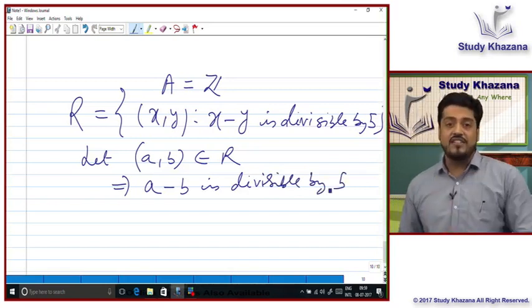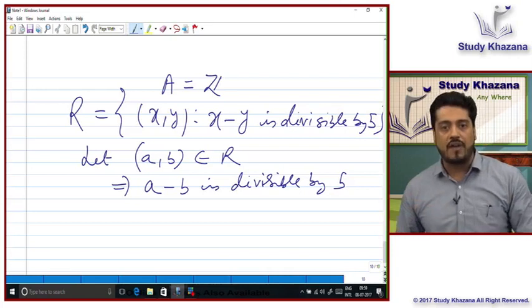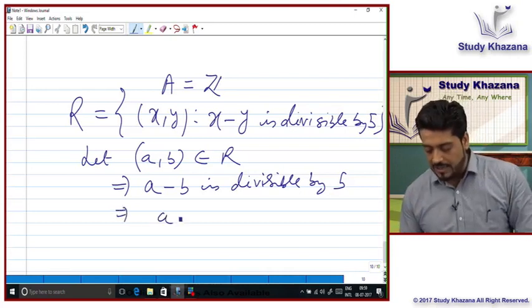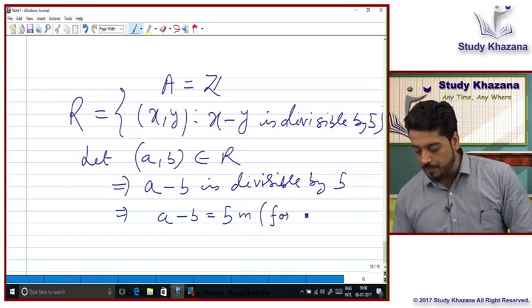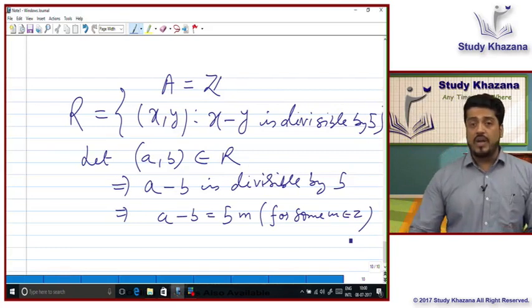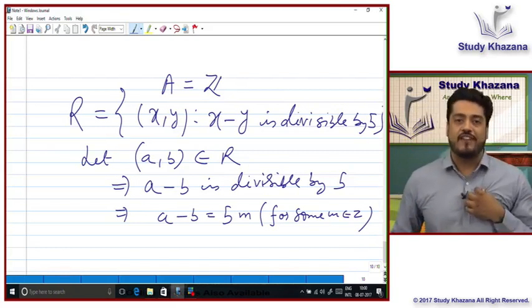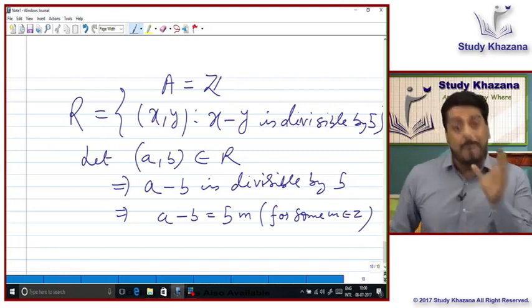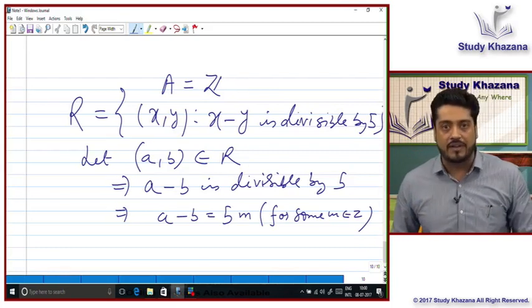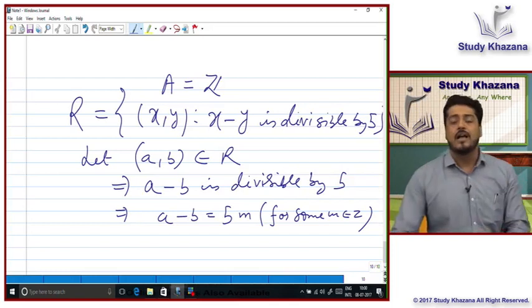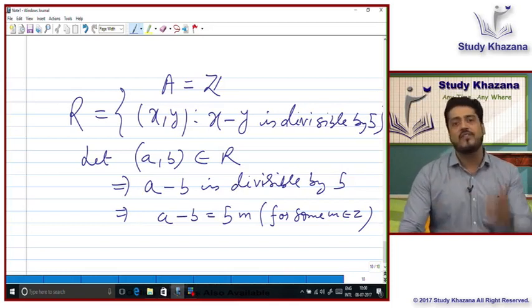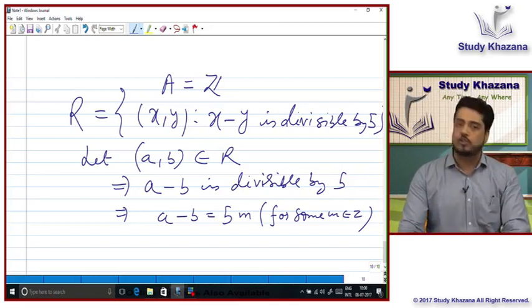If a number is divisible by 5, it must be a multiple of 5. So we can write A minus B is equal to 5m for some m belongs to Z. Now we have A minus B is equal to 5m. What is my requirement? B minus A should also be a multiple of 5. Because once B minus A becomes a multiple of 5, I can declare that B minus A is also divisible by 5, and hence the ordered pair B, A also belongs to R.